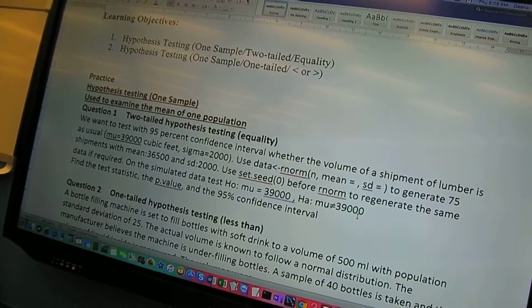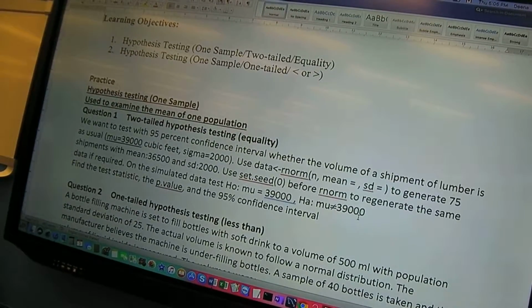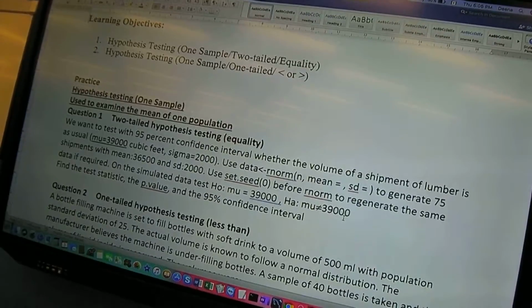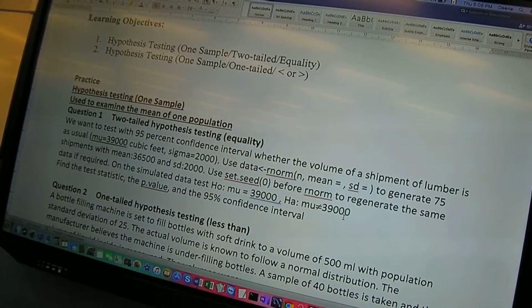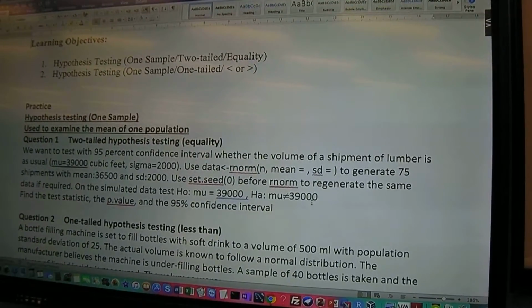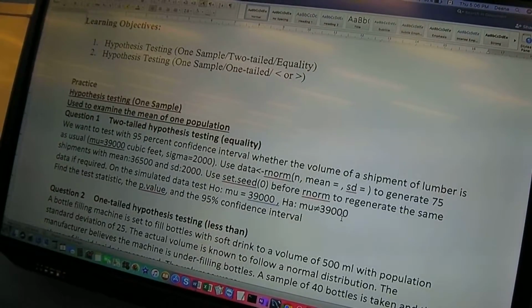Basically what we are going to do today. Let's say I have a certain population from which I pick different samples. What is the difference between a population and a sample? Difference between population and sample.